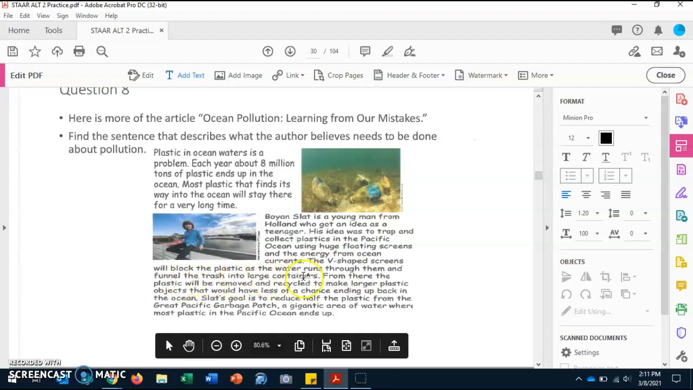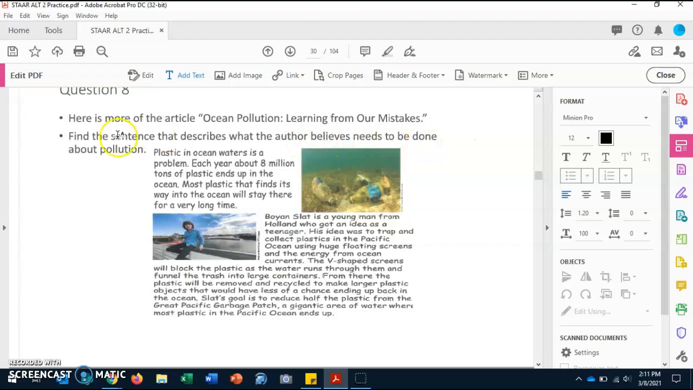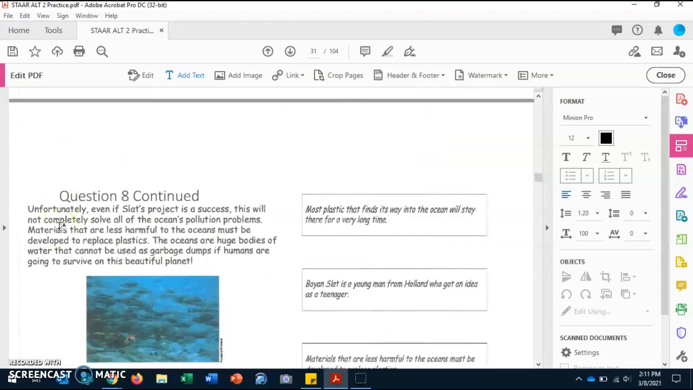the trash into large containers. From there, the plastic will be removed and recycled to make larger plastic objects that would have less of a chance of ending up back in the ocean. Slat's goal is to remove half the plastic from the Great Pacific Garbage Patch, a giant area of water where most plastic in the Pacific Ocean ends up. And now they want us to find the sentence that describes what the author believes needs to be done about pollution.